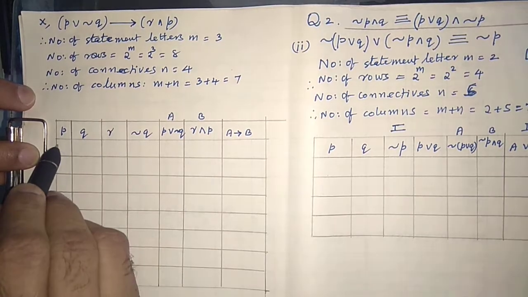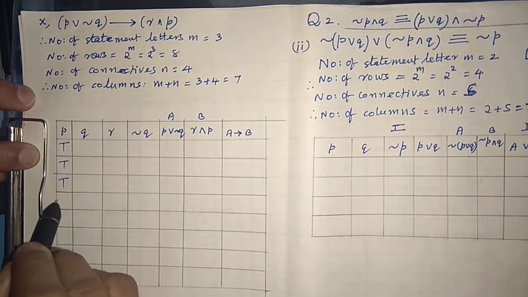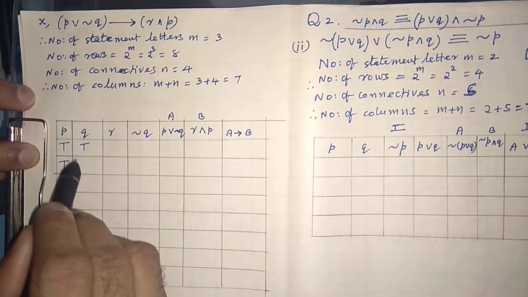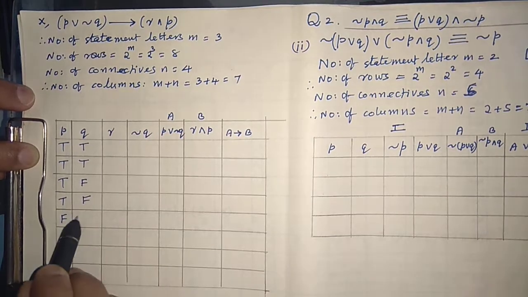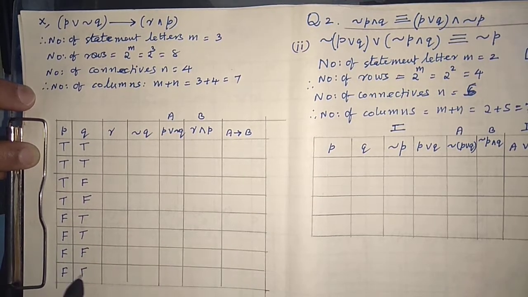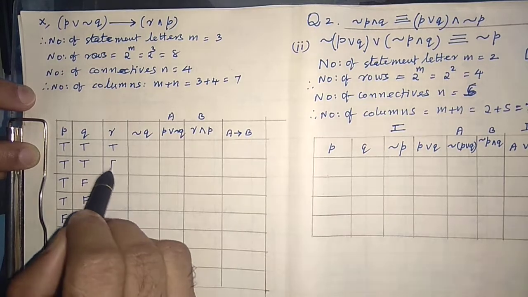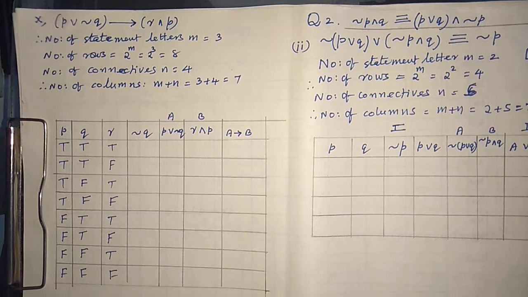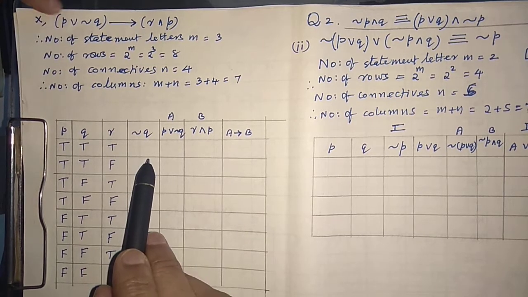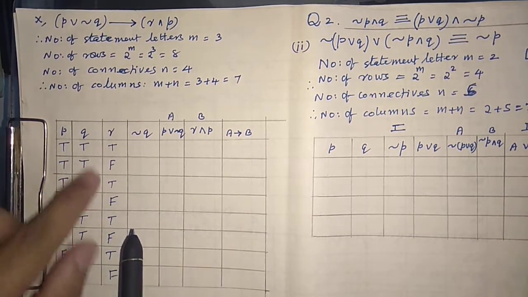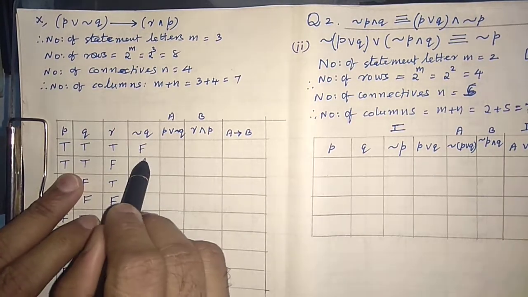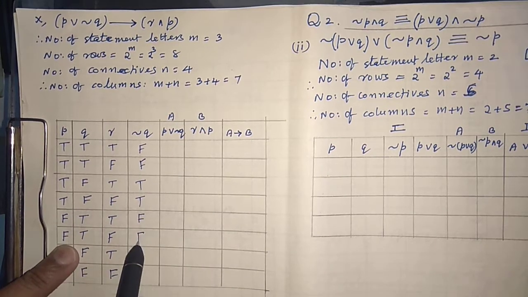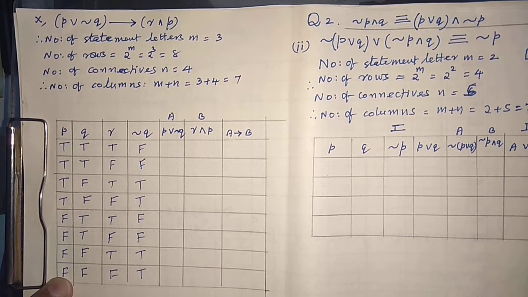3 statement letters, so here T, T, T, T, F, F, F, F. Here it is double T, double F, double T, double F. Here alternate TF, TF. Here also TF. Now negation Q. Negation Q we want. Q's opposite. Double T, so double F. Then double F, double T. Double T, double F. Double F, double T.